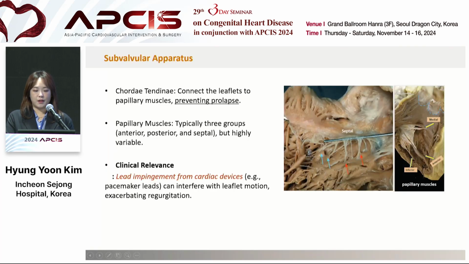As with the mitral valve, it has several apparatus, but the thing is that if the patient has a CIED, lead impingement from the cardiac device can interfere with leaflet motion, and then it can cause regurgitation.